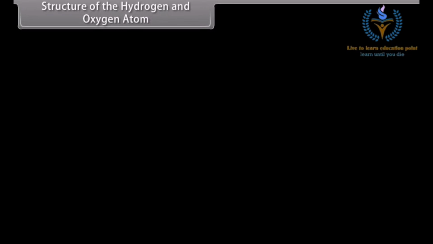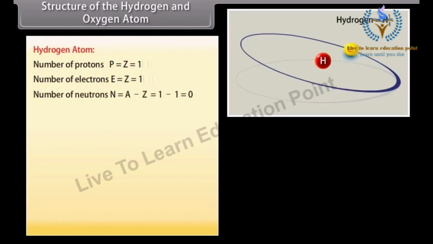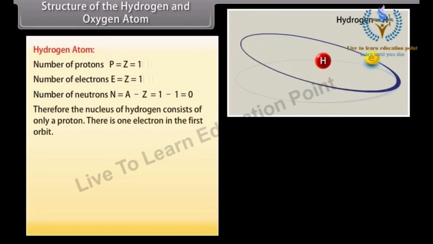Structure of the hydrogen and oxygen atom. Hydrogen atom. Number of protons P = Z = 1. Number of electrons E = Z = 1. Number of neutrons N = A − Z = 1 − 1 = 0. Therefore, the nucleus of hydrogen consists of only a proton. There is one electron in the first orbit.